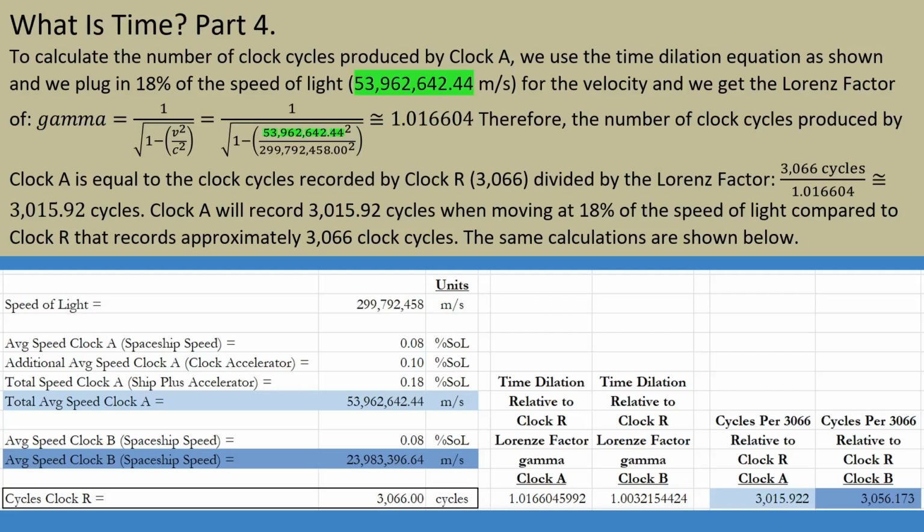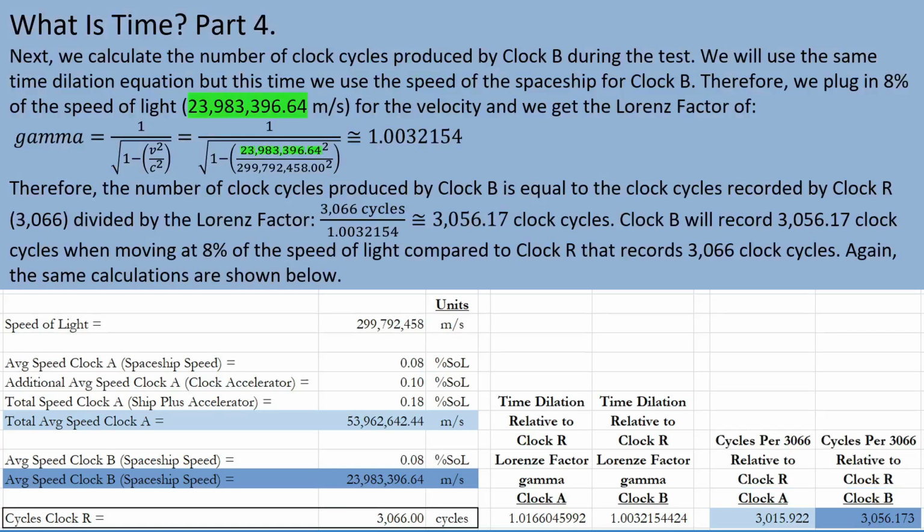To calculate the number of clock cycles produced by clock A, we use the time dilation equation as shown, and we plug in 18% of the speed of light for the velocity, and we get the Lorentz factor of gamma equals approximately 1.016604. Therefore, the number of clock cycles produced by clock A is equal to the clock cycles recorded by clock R divided by the Lorentz factor. Clock A will record about 3015.92 cycles when moving at 18% of the speed of light, compared to clock R that records approximately 3066 clock cycles. The same calculations are shown below.